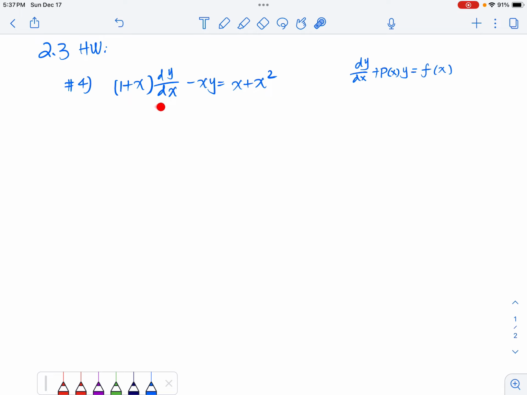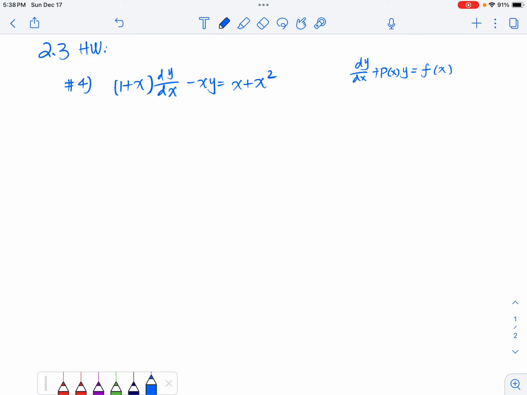I would like to explain homework problem number 4 in section 2.3. We want to find a general solution for this linear equation. Step number 1 is to rewrite this equation into its standard form, where the coefficient of dy/dx is 1, and we need to figure out what the P of x is. On the right hand side is just a function of x. In this case, we need to divide both sides by 1 plus x to make this 1.